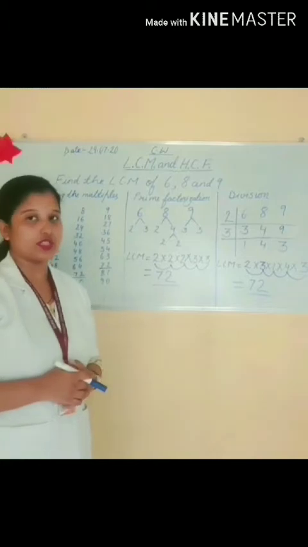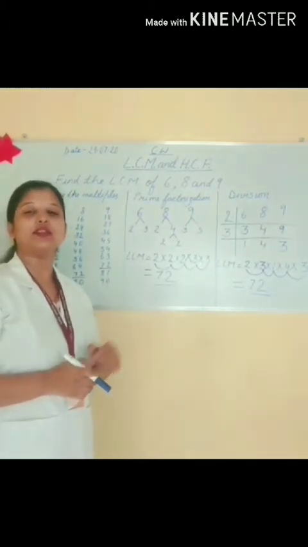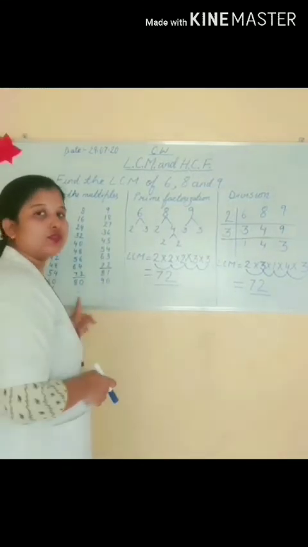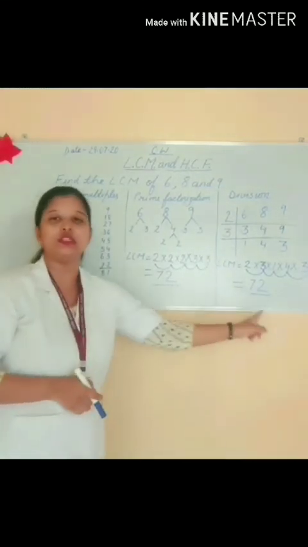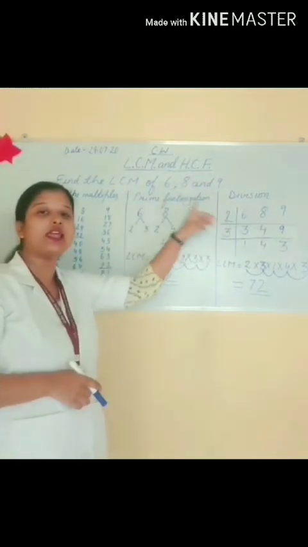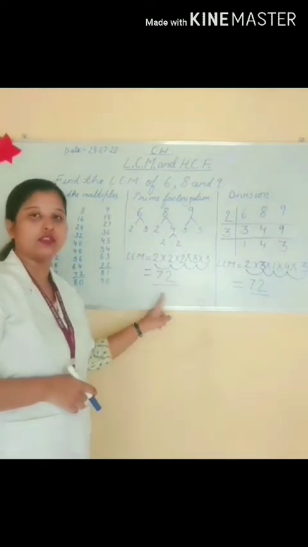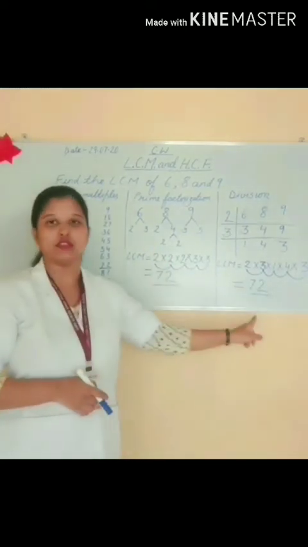For example, if the question is find the LCM of 6, 8 and 9 by listing their multiples, then you will use this method. You will not use these two methods. If the question is find the LCM of 6, 8 and 9 by the prime factorization method, then you will use this method. You will not use these two methods.